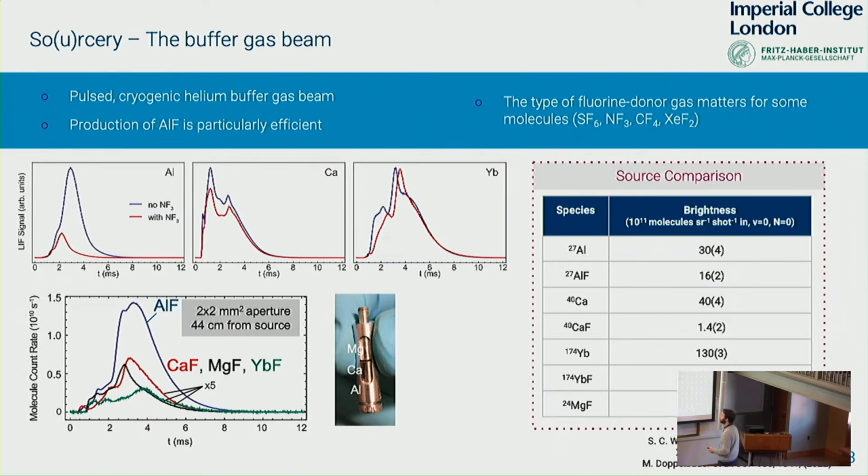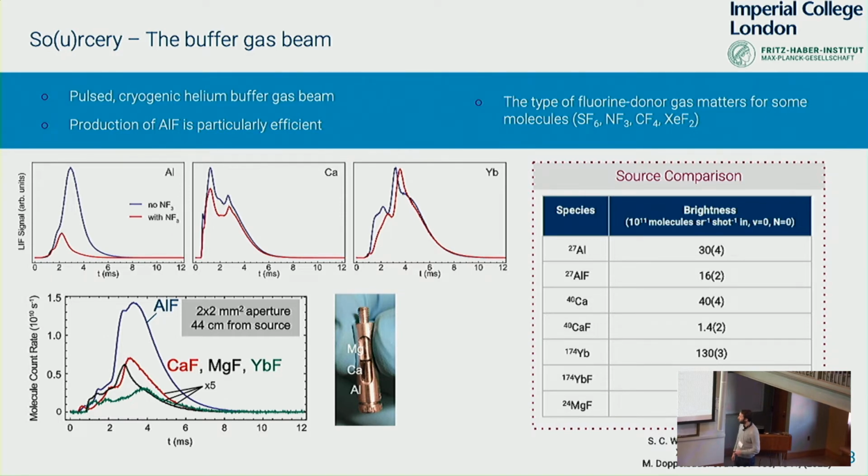We also built a couple of cryogenic buffer gas beams. There we wanted to understand the chemistry a bit better, just to maximize the source output. What you see here is the aluminum beam, calcium beam, and Yb beam, and what happens when we add some NF3. In the case of the aluminum beam, when we add NF3, most of it disappears. And if we then measure the flux of the AlF molecule, it fills this gap nicely. So we know it only reacts to AlF.